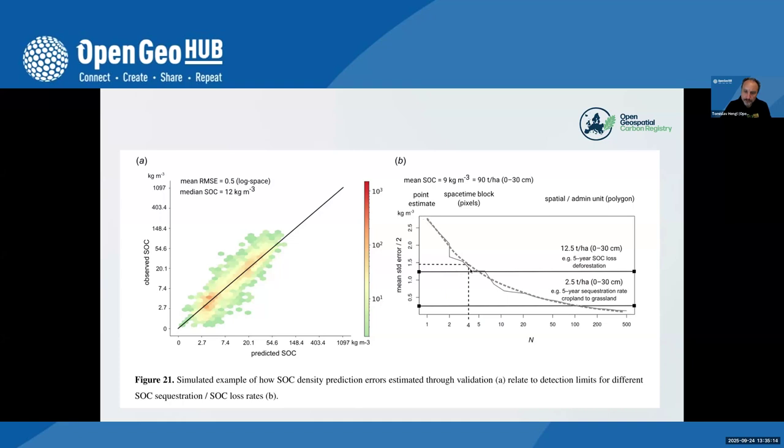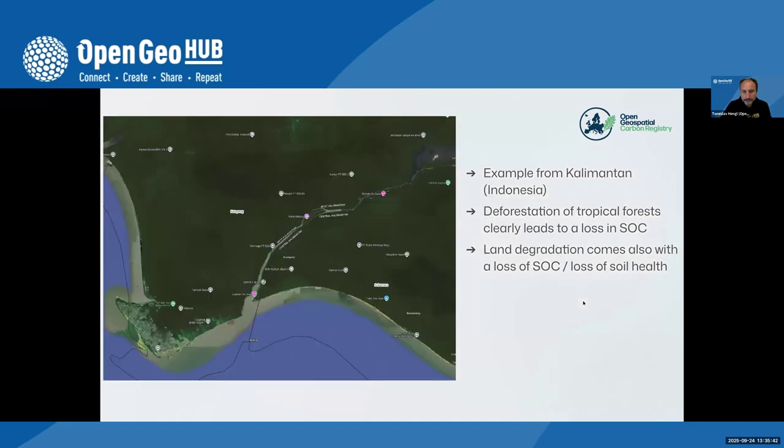And so you can see, because we are somewhere here at the moment, we can detect, for example, effects of deforestation, but we cannot detect on a scale of 5 years effects of carbon sequestration. Most likely, we need to look at, for example, 15 years, and then we should be able to detect also the effects of carbon sequestration. So, for example, conversion from cropland to grassland.